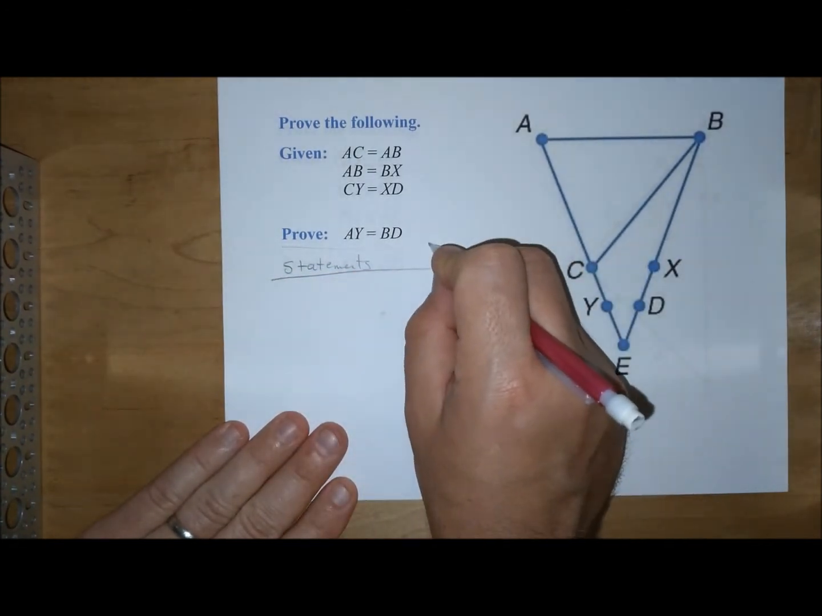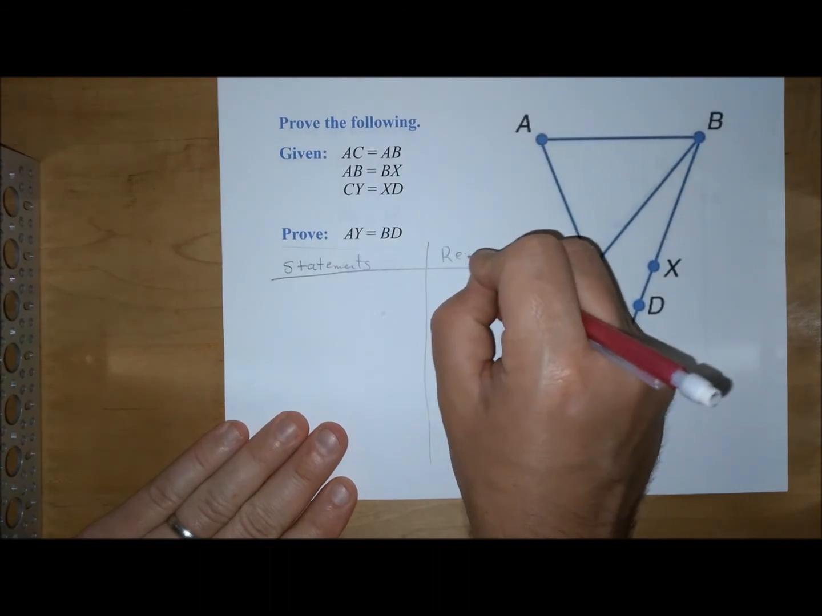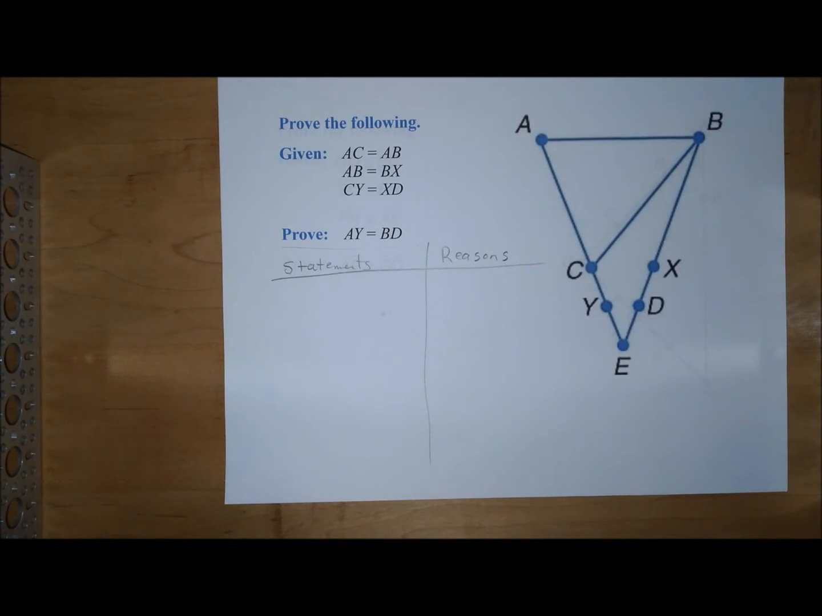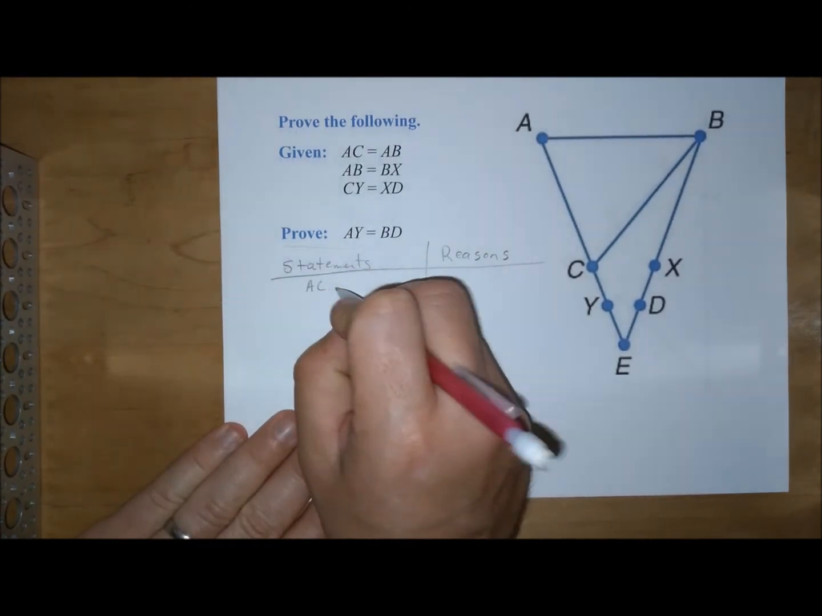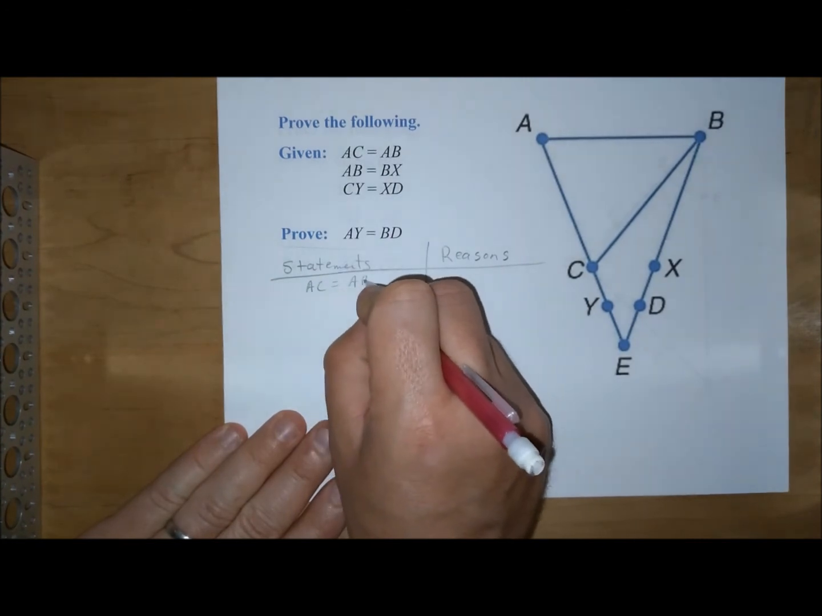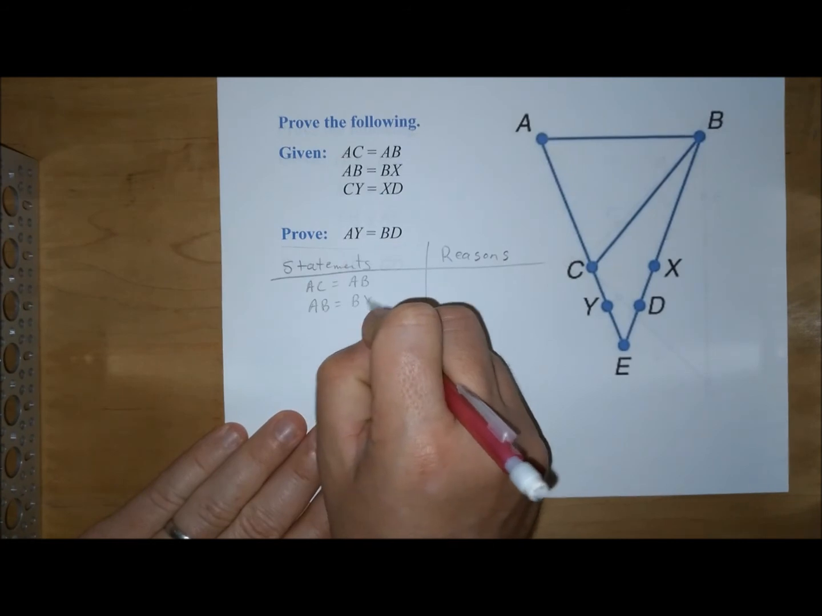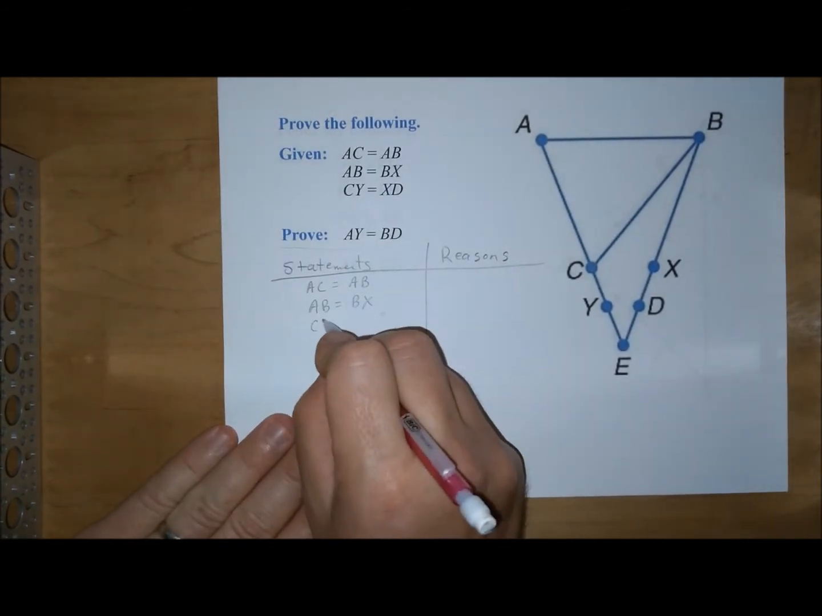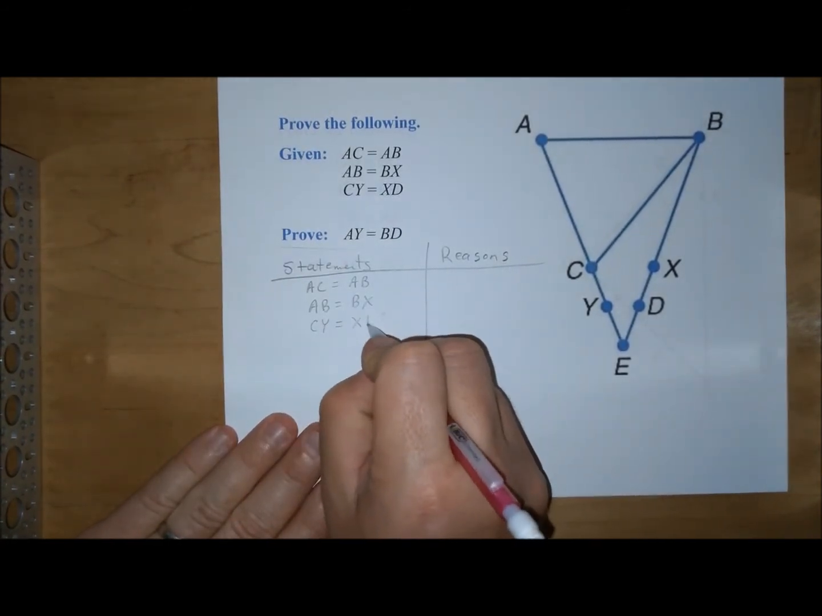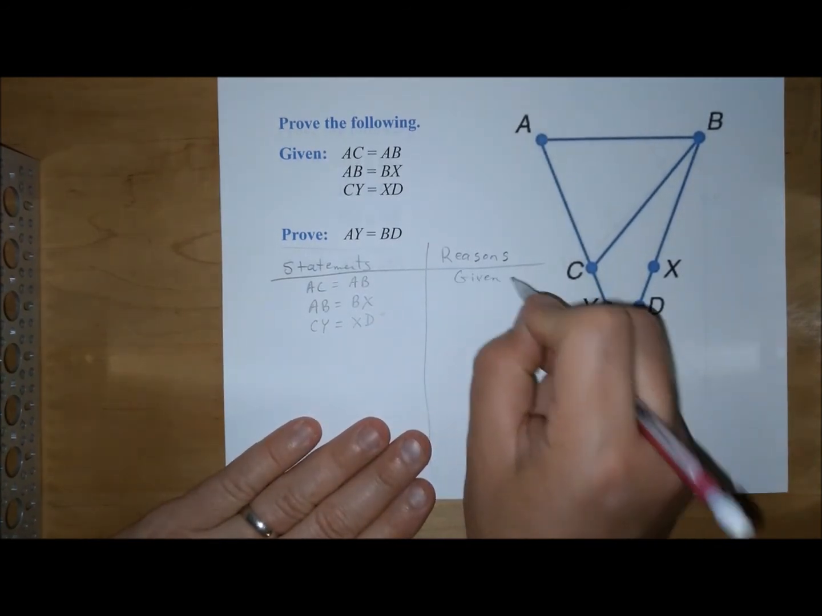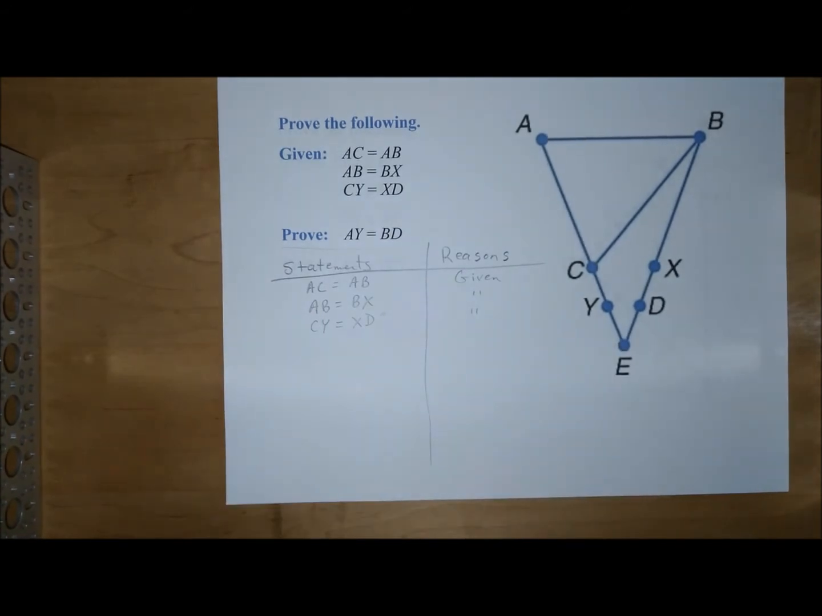We are going to make some statements, and we are going to make some reasons. We're going to have to justify every statement. And what are the first things that we always state? Well, we restate a given. AC equals AB. Good. I've got AB equals BX. And I've got CY equals XD. The reason for all of these statements, they are given.